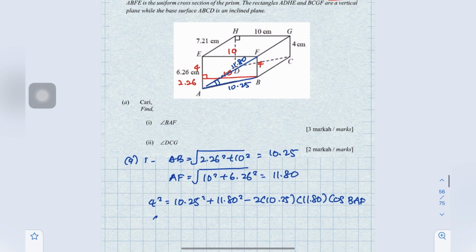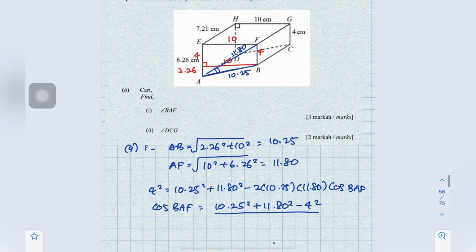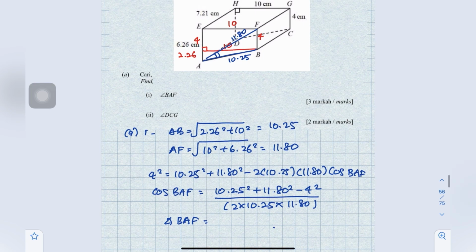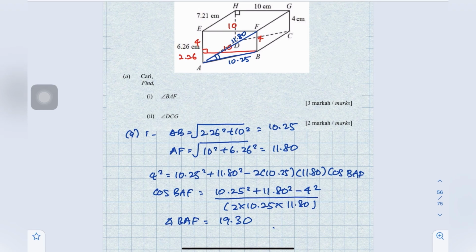Okay, so cos BAF is 10.25 squared plus 11.80 squared minus 4 squared, divided by, yang bawah ni kena letak bracket, 2 times 10.25 times 11.80. So nanti kita carilah shift cos, BAF equals to 19.30. Then kita labelkan dekat sini 19.30.